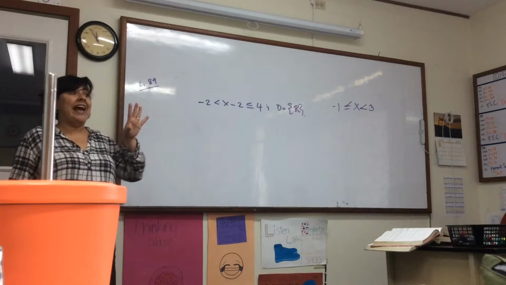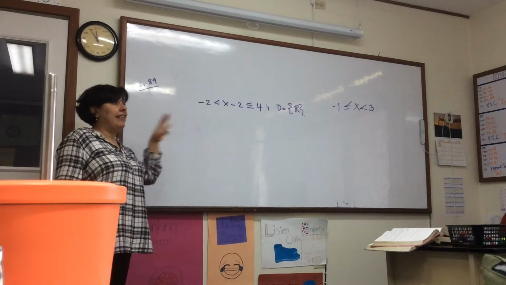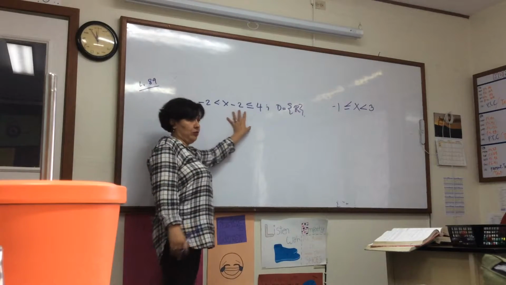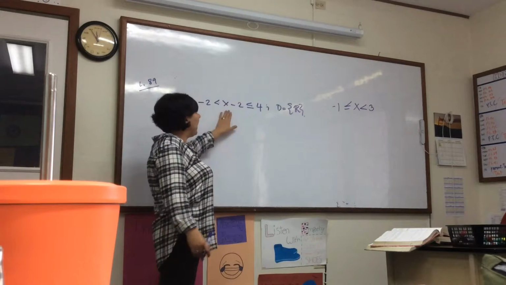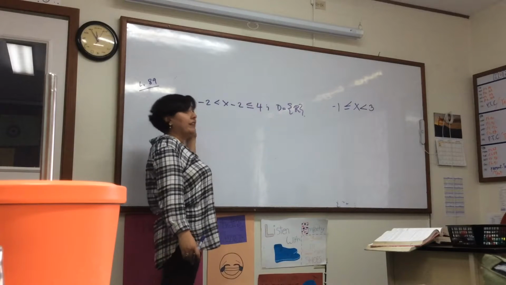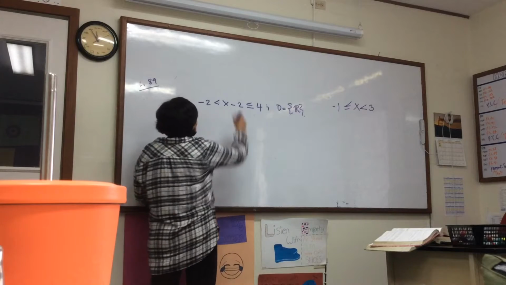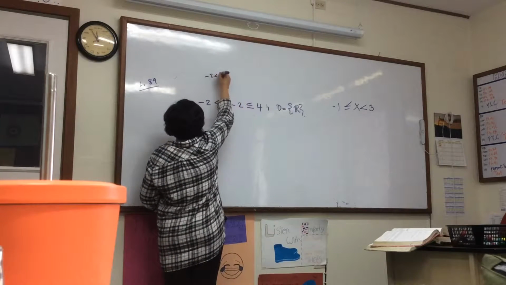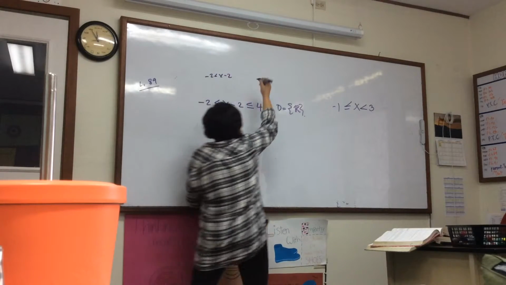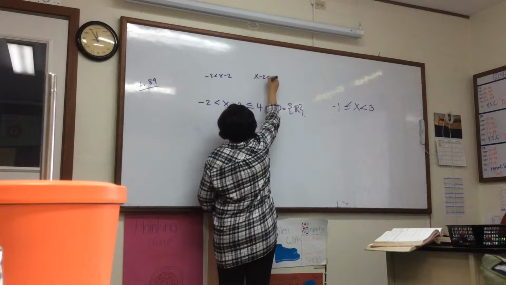So, remember that when I had them separated, I did one first and then the other. Now they're all together. What that means is, what I do on one side, I have to do on the other side also. Okay? Because this is minus 2, this is 1, and the other one's this one.